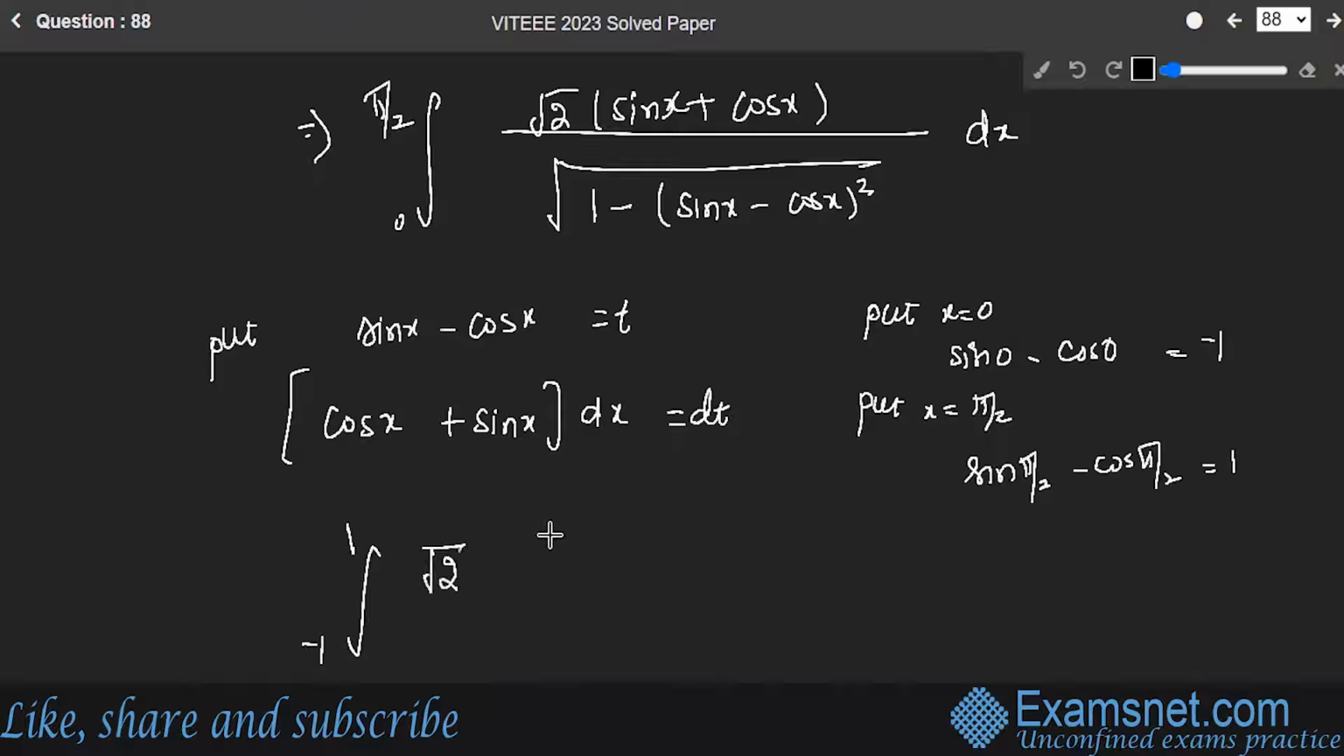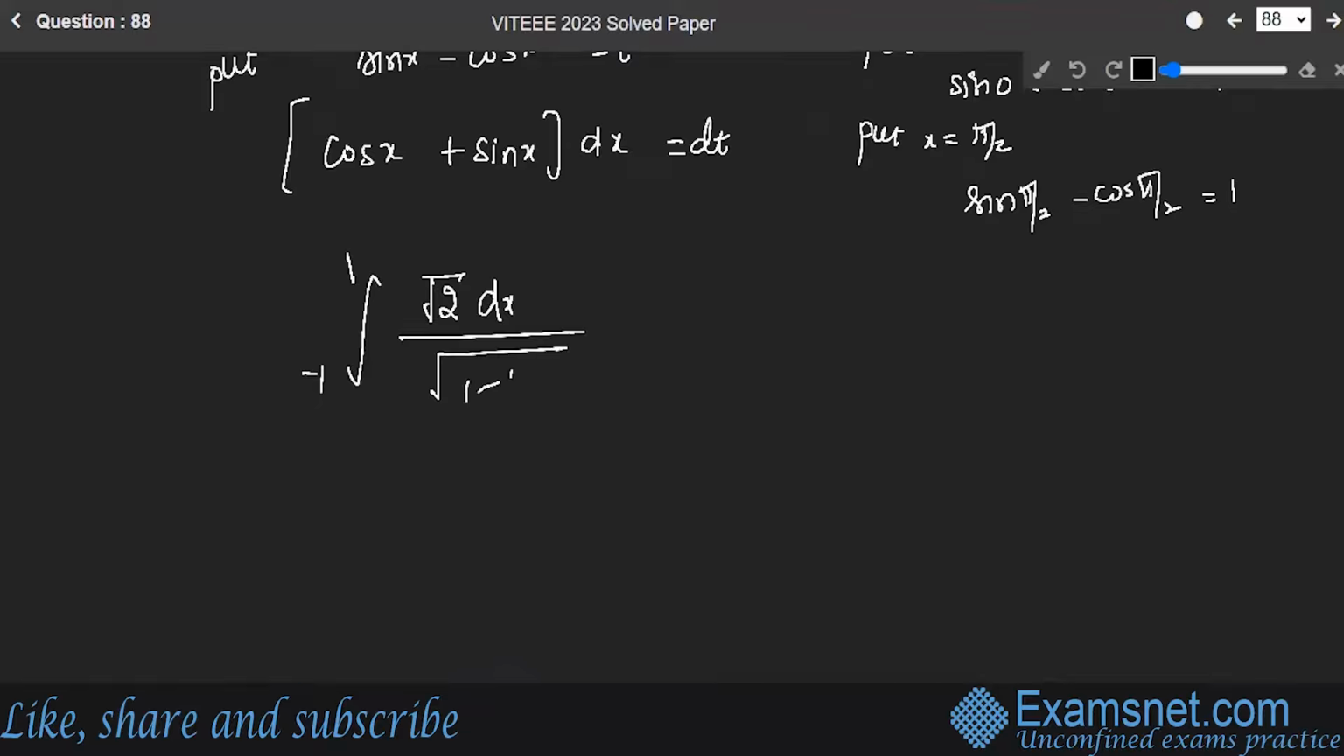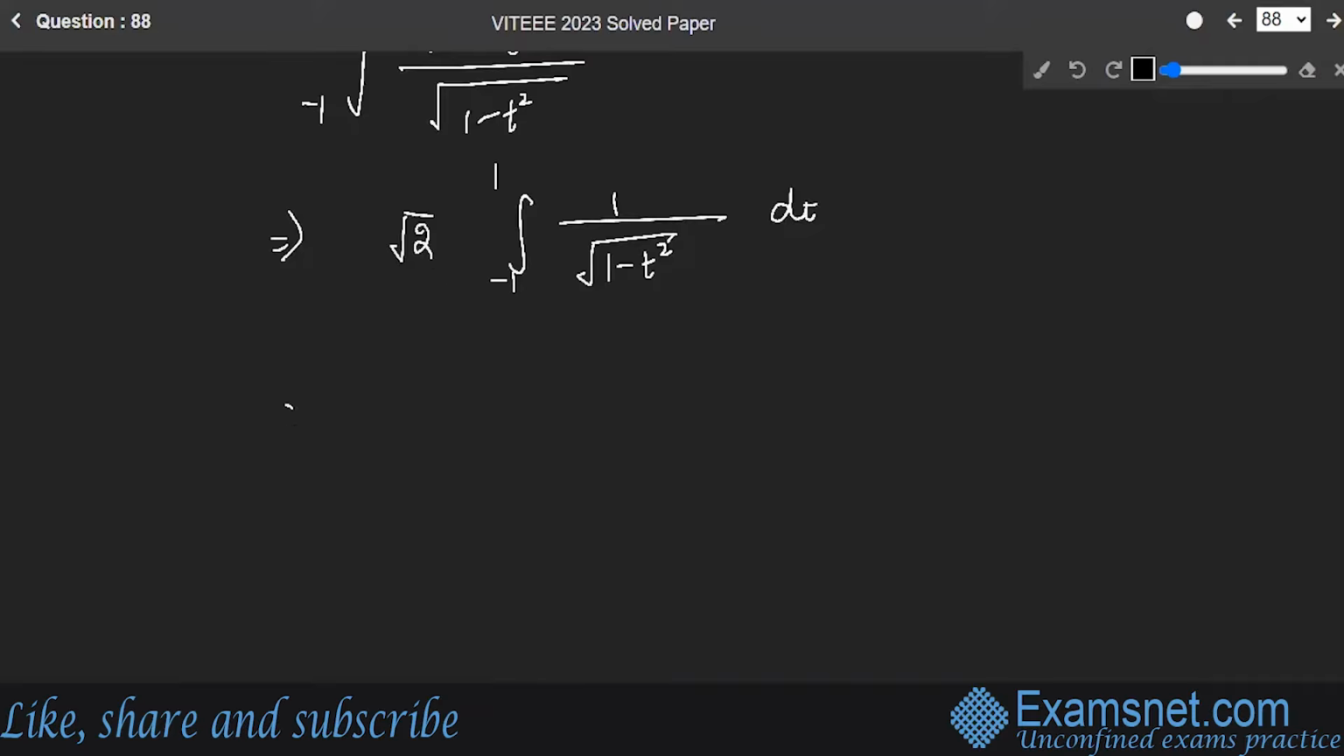And you have root 2 because this is equal to dx, whole divided by root of 1 minus t square, into, sorry, here is dt. Okay, so that is equal to root 2 will be taken outside, limits minus 1 to 1, 1 upon root of 1 minus t square dt. The integral of this term is equal to sine inverse t, limits minus 1 to 1.